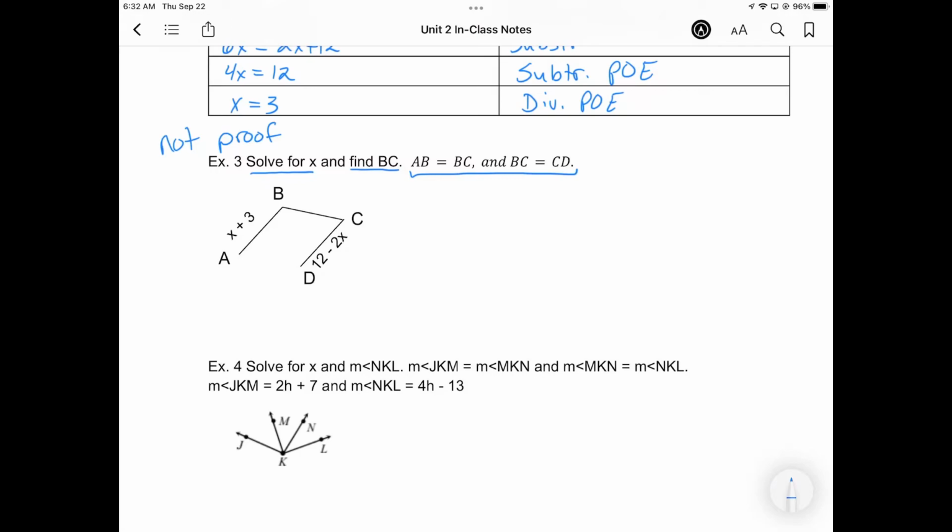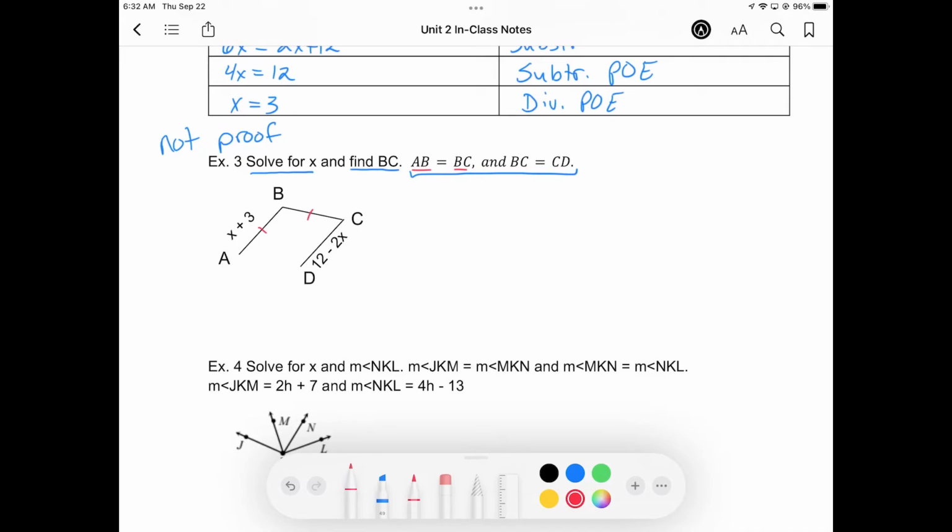Otherwise, there's no way to know anything about x or these lengths. But these relationships are really important. We are told AB equals BC. So I'm going to mark those as congruent with the little tick marks. Anytime we have congruent lengths, we can mark them congruent with these tick marks. But we're also told that BC is equal to CD. That means this same tick mark at BC is also equal to CD. So all three of those segments are equal in length. Even though they don't all line up together, they're equal in length.